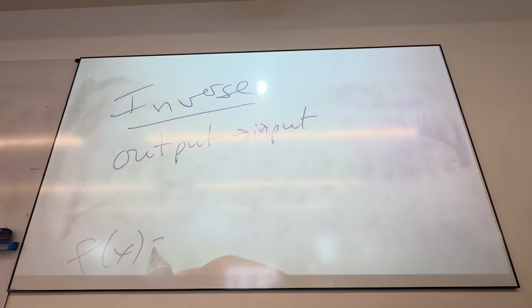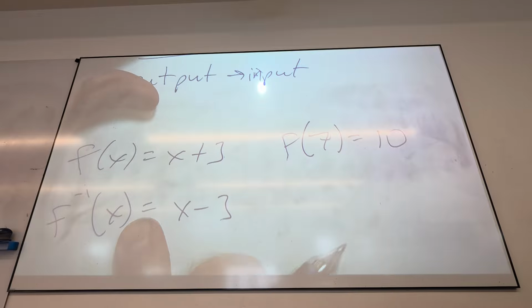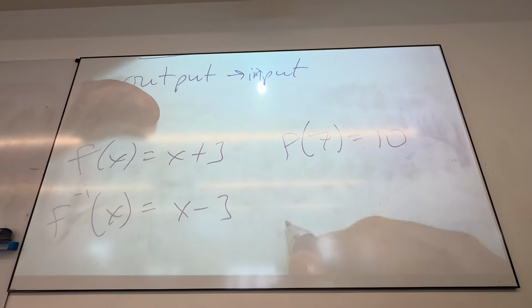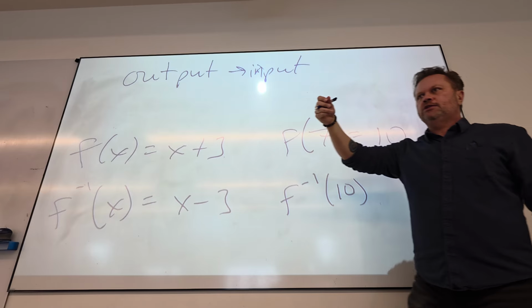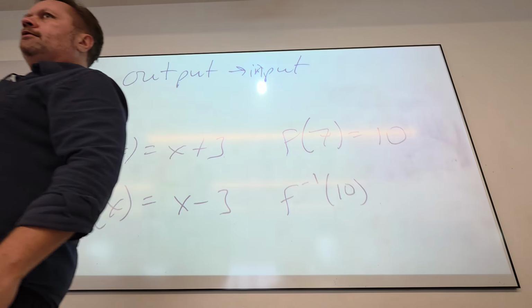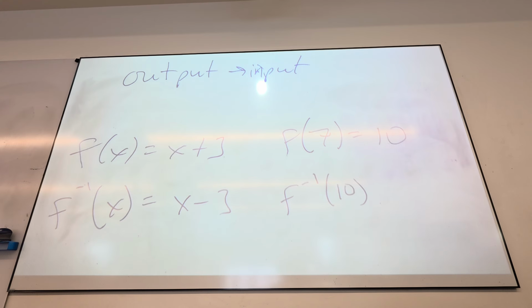When I input 7 into f, what do I get? 10. This guy's job is to take an output and bring it back to the input. So if I shove 10 in, its job is to undo what the function did. It is the opposite function. If an inverse exists, if you take the output of the function and plug it back in, it'll bring you back to what the input was.